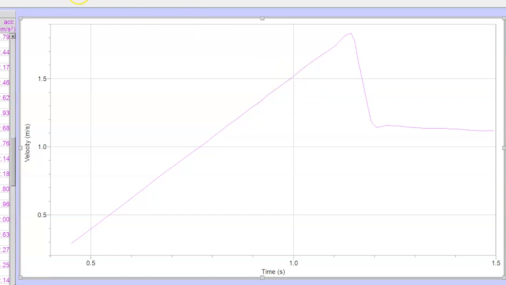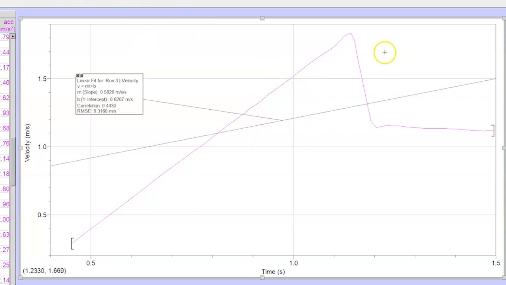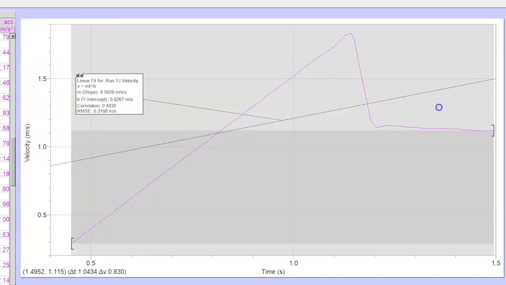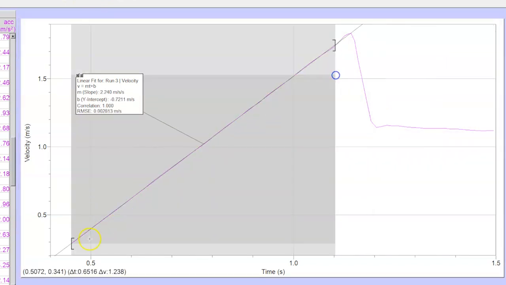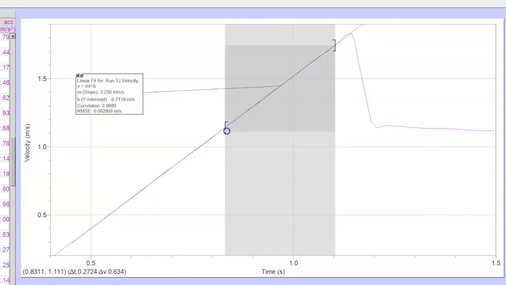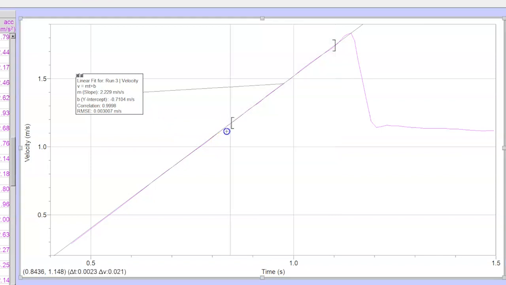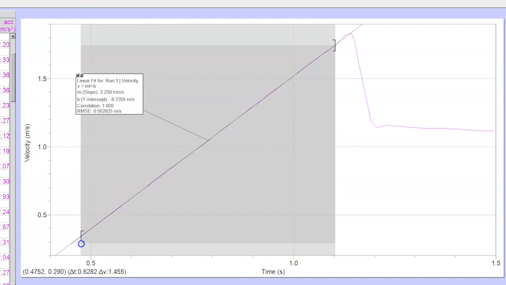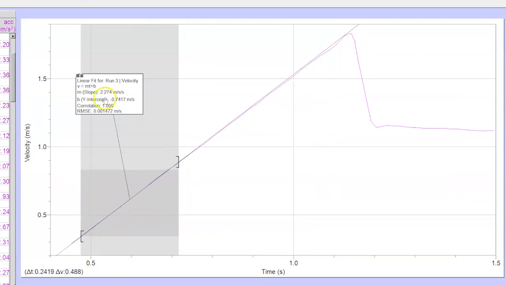So let's go ahead and find, first we'll go to the top 1/3 and take note of the acceleration, about 2.23 meters per second squared. And now let's look at the bottom third instead, 2.27. So it's actually steeper at the bottom than it was at the top. Not by very much, but a little bit.